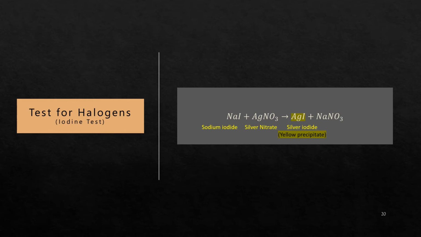If the organic compound contains iodine, the sodium iodide formed during fusion reacts with silver nitrate to form a yellow precipitate of silver iodide.